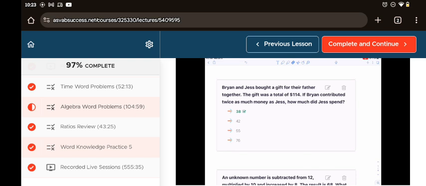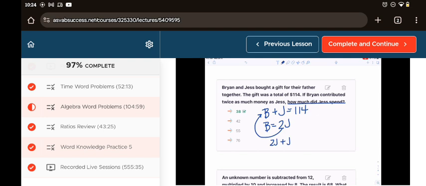Number 3. Brian and Jess bought a gift for their father together. The gift was a total of $114. If Brian contributed twice as much money as Jess, how much did Jess spend? So Brian and Jess bought a gift together, and it was $114. So whatever Brian put in plus whatever Jess put in equals $114. If Brian contributed twice as much as Jess, so Brian is twice whatever Jess put in. The question is, how much did Jess spend? So we're going to look for what J is equal to.